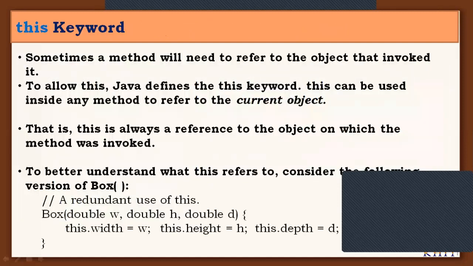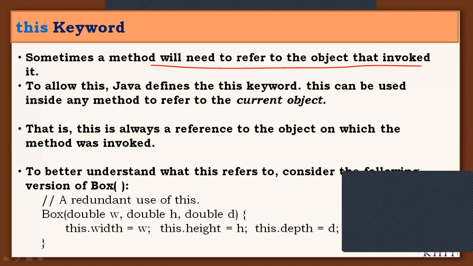Coming to this keyword, so this is important. All of you please concentrate attention. Sometimes a method will need to refer to the object that invoked it. The this keyword is already familiar to you from the C++ language, but here we learn some more. Sometimes a method of a class will need to refer to the object that invoked it.